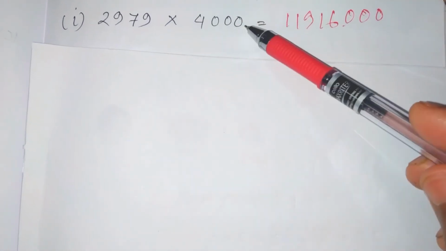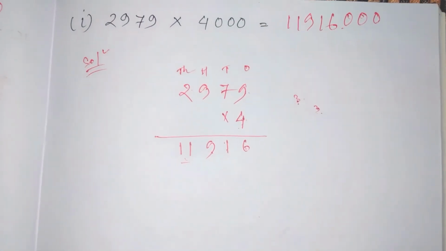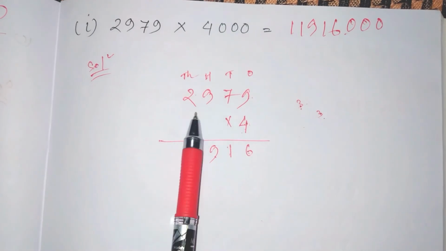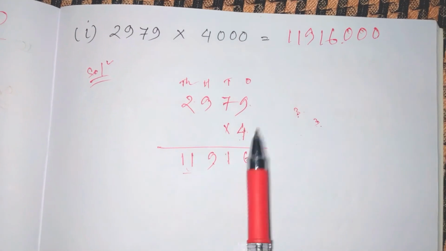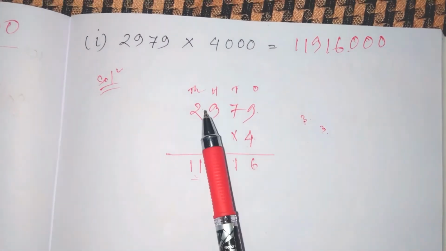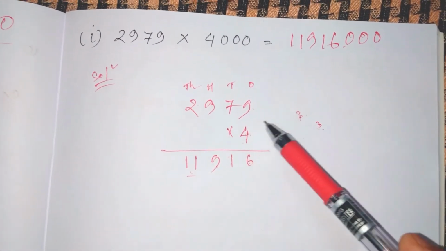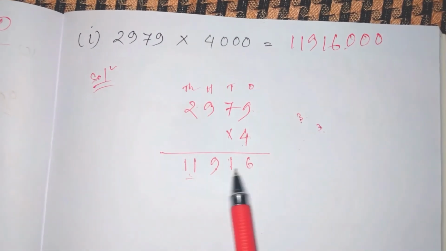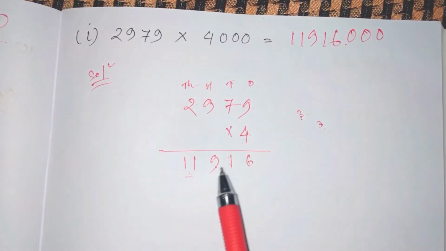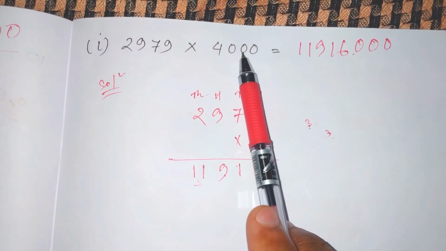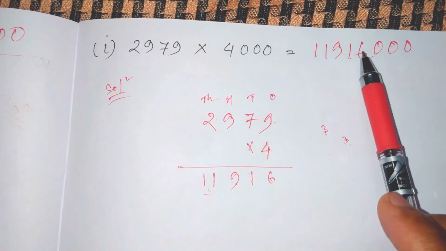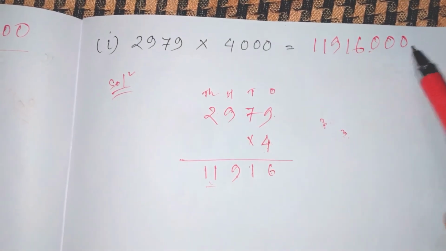So firstly, I have written the multiplicand, then I have written the first number only, the 1000 place number only. So here you have 2979. If I multiply this one, I get 11916. After that I will add 3 zeros from the right side. Okay, you will get 11916000, and this is the product of the multiplication.